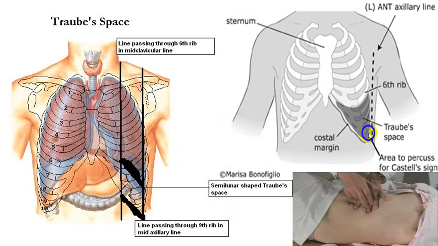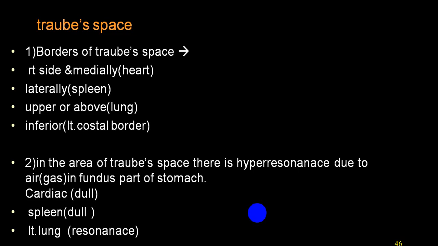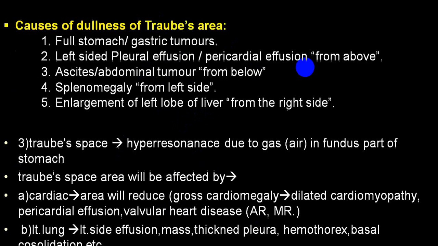To demonstrate the spleen dullness, you can utilize Castell's sign. We have described that in percussion in case of alimentary system examination. So do remember, this is very frequently asked in your oral regarding Traube's space. Traube's space can be asked in alimentary system, in respiratory system, as well as cardiovascular system percussion.